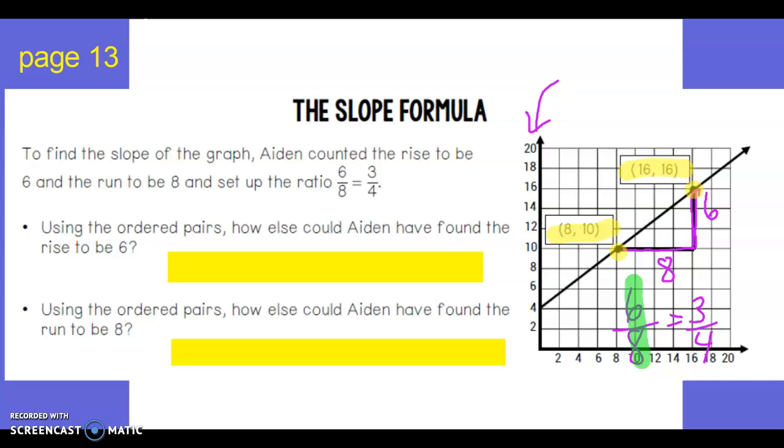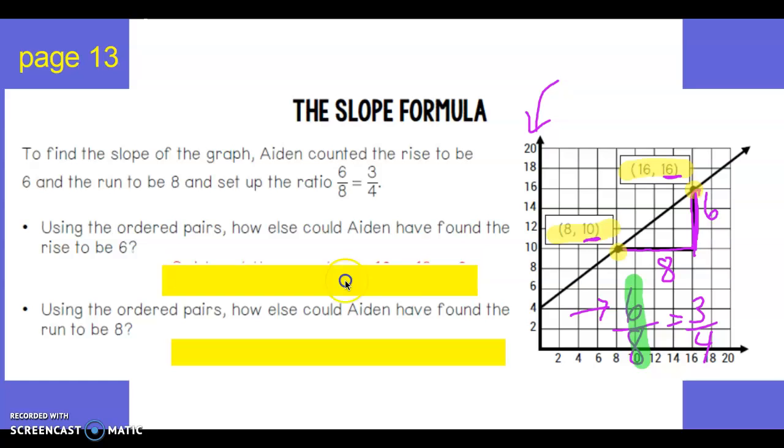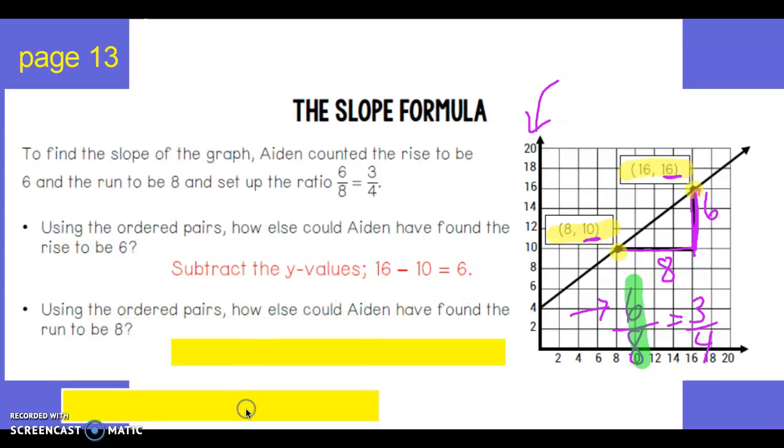Well, since the rise, this 6 right here, comes from the y values, what could I do with this 16 and 10 to make it give me this number 6 here in the top? If you said subtract them, then you are right. All I would have to do is subtract the 2 y values, 16 minus 10, and that would give me 6.